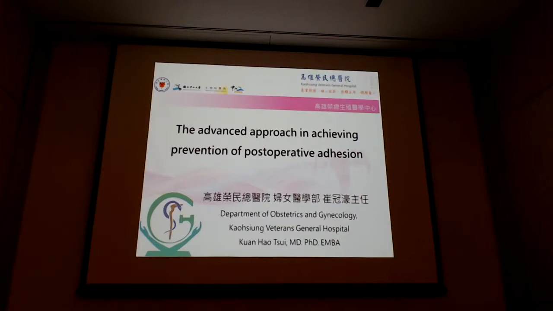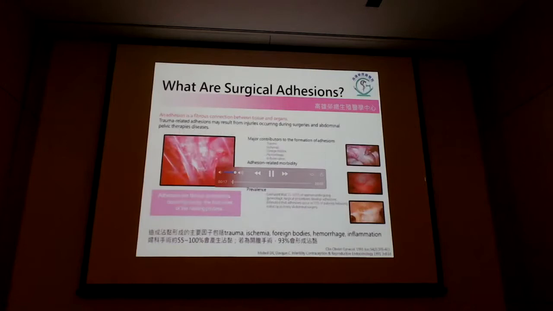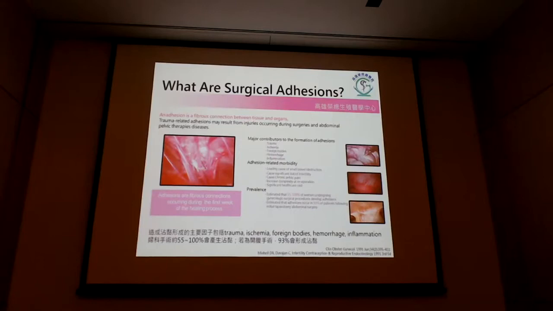Good afternoon, everyone. It's my honor to speak at the APAGE. The topic I would like to talk about today is the advanced approach in achieving prevention of postoperative adhesion. Adhesion is a fibrous connection between tissue and organs. It's mainly caused by trauma, ischemia, foreign bodies, hemorrhage, inflammation, and so on. Postoperative adhesion formation is the most common complication of abdominal pelvic surgery.